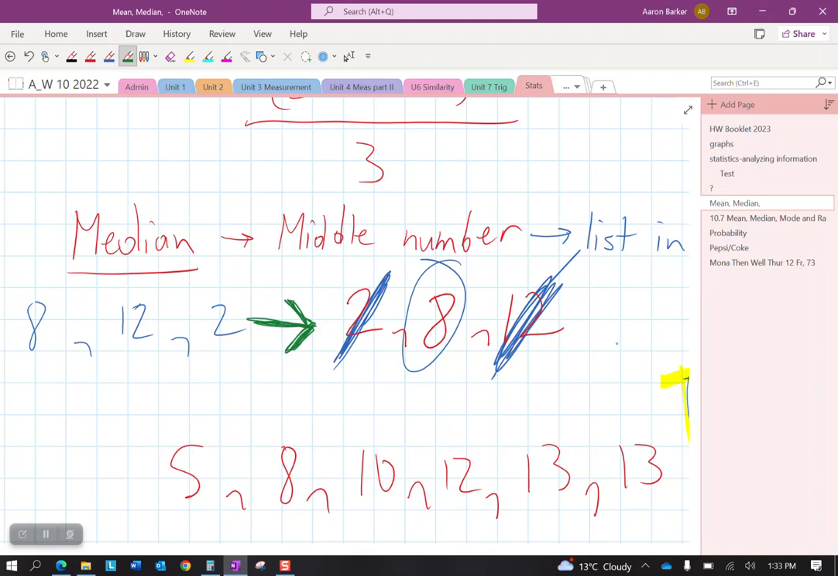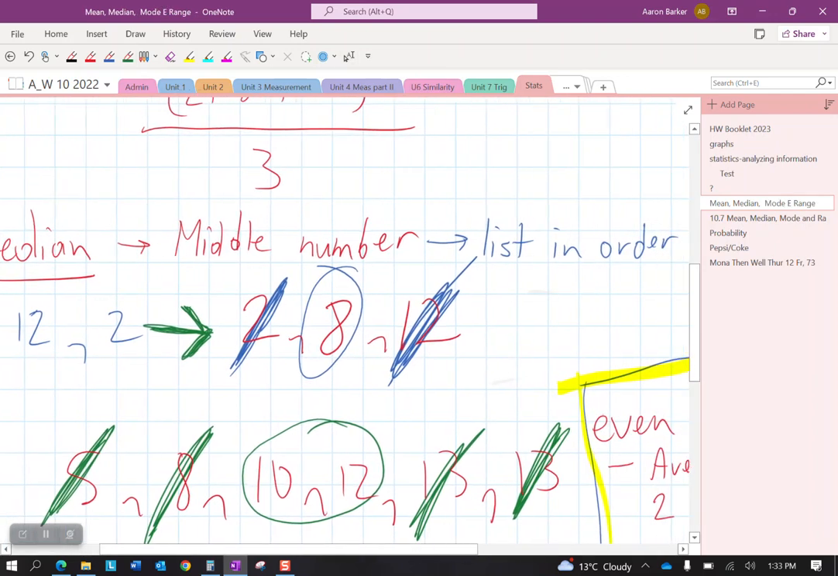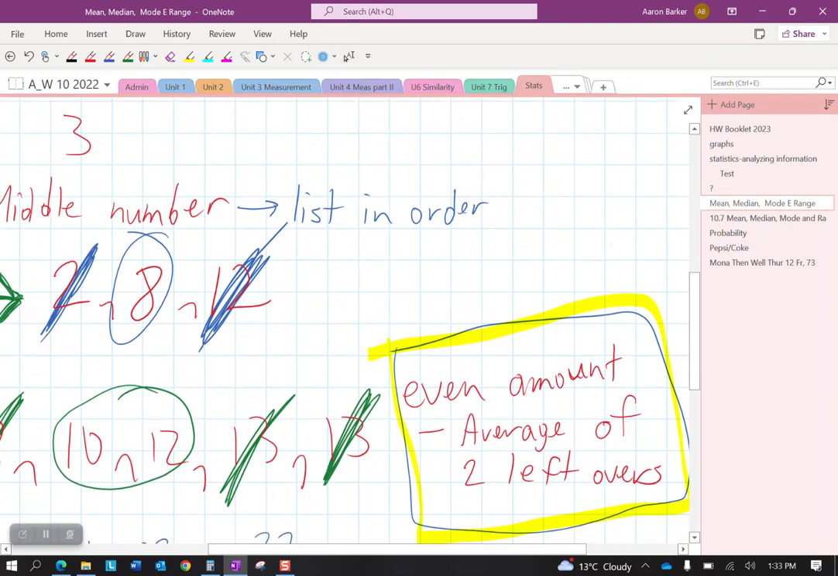So all we do is we start on the outside and cross off the outside numbers, 5 and 13. Then cross off the next outside numbers, 8 and 13. So now we have 2 numbers in the middle. Which one do you think is the median? Nope. Neither of them. What you got to do now is find the average. When you have an even amount of numbers, you have to find the average of the 2 leftover numbers.